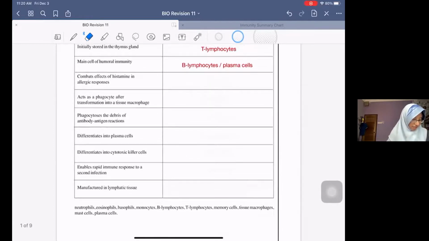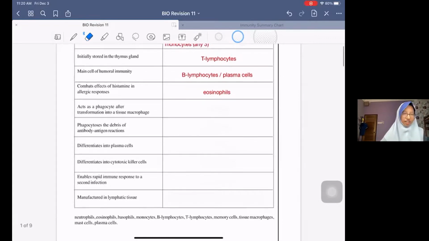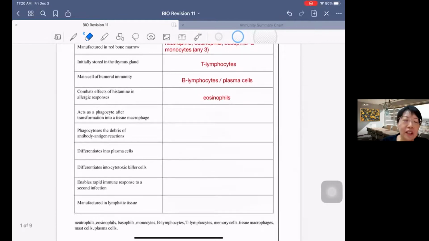Okay, so this one's also not in the syllabus, combat effects of histamine. This is actually eosinophils. But teacher, can I just ask, I thought eosinophils promote inflammation instead. So why don't they combat the effect of histamine? This one is not in the syllabus, so we skip.